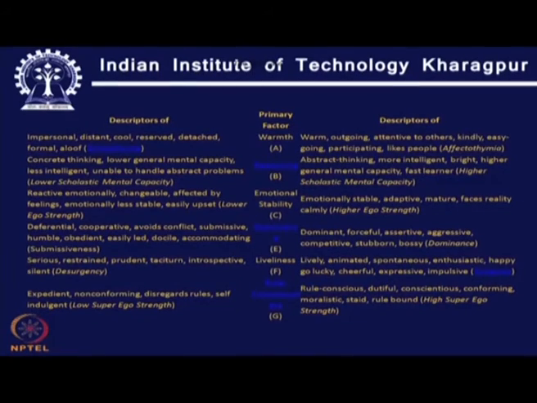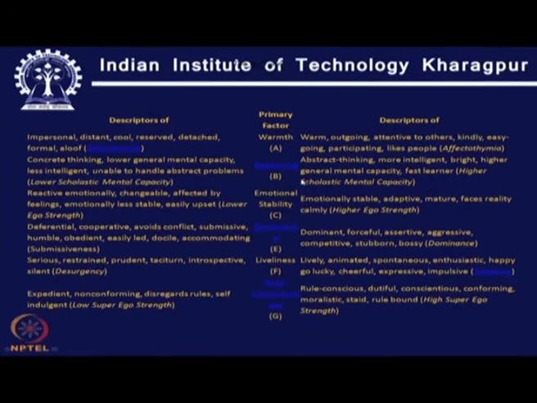If you can see these personality factors, the primary factor is warmth, and it has its two opposite ends on a continuum. On one end is impersonal, distant, cool, reserved, detached, formal, aloof, which is schizothymia, and the other is warm, outgoing, attentive to others, kindly, easygoing, participating, likes people, which is affectothymia.